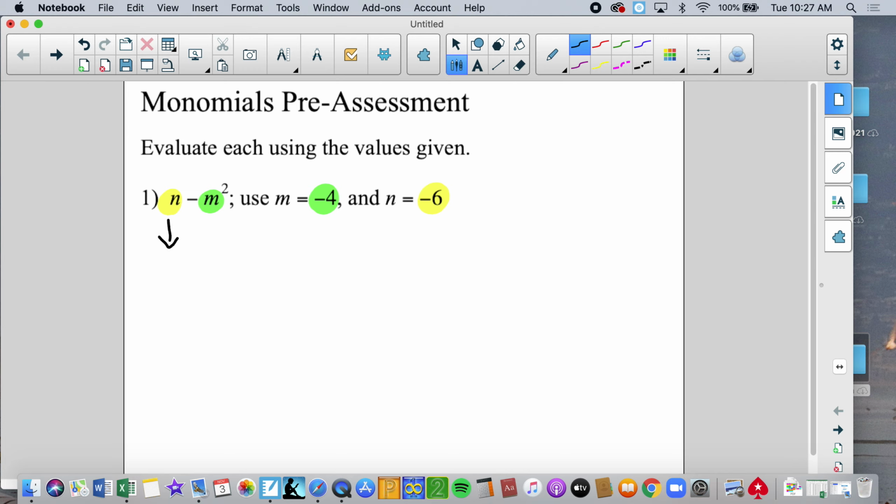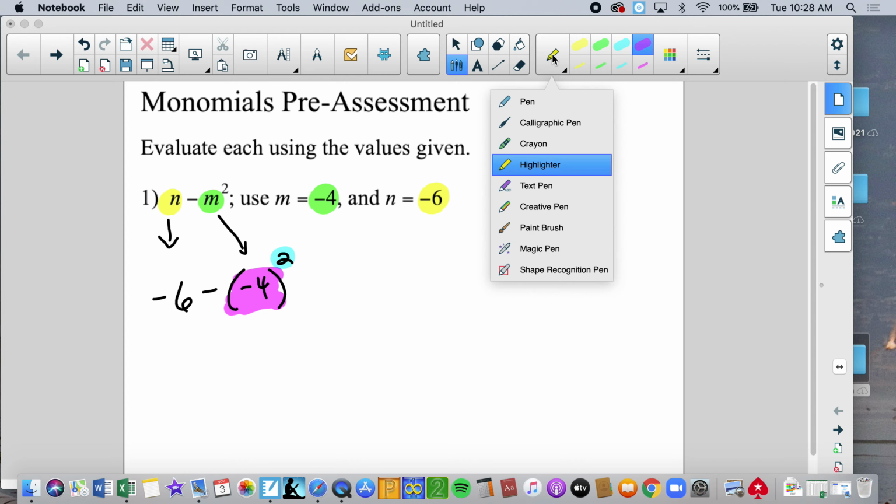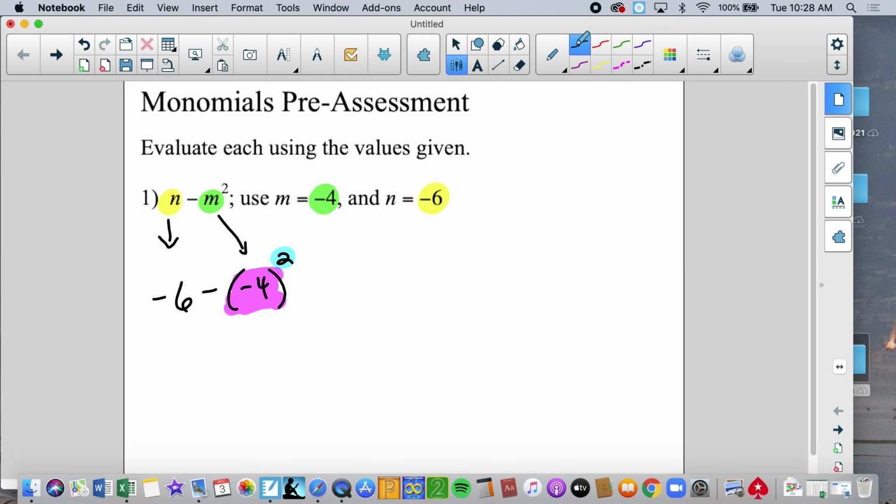So we're going to write n, which is -6 minus, and then the m value, which is -4, and we're going to square that. So now we have to think about what order of operations. So we have to do exponents. What's the base of that exponent? The base of this exponent is just the -4. So we're going to square -4. We can't combine those double negatives yet because that's multiplication, and multiplication comes after exponents.